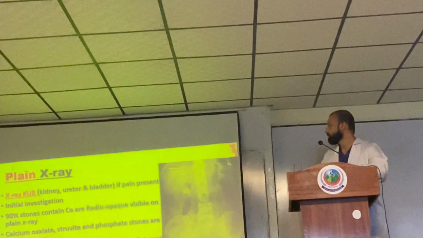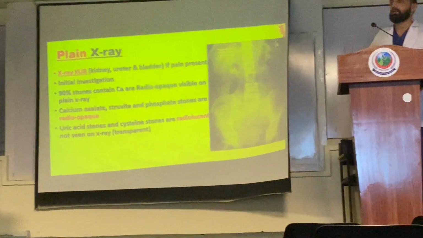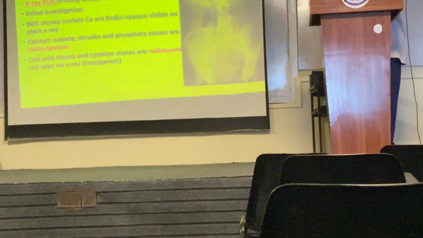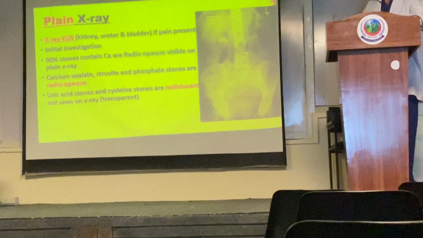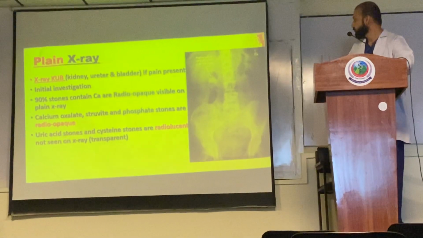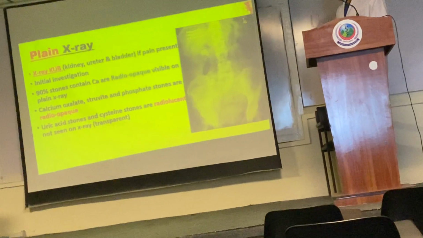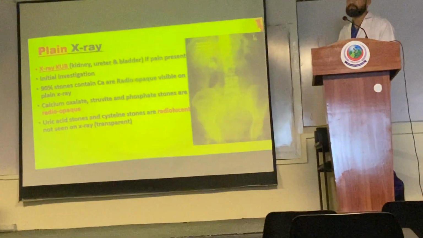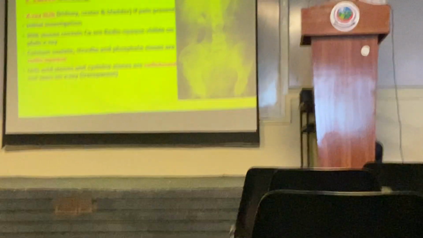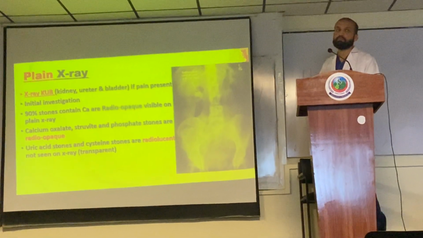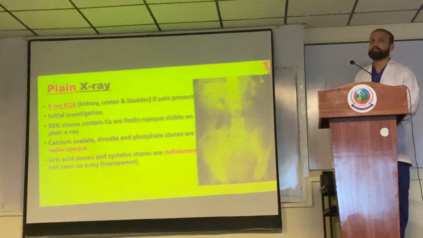This X-ray KUB is showing a radio-opaque shadow on the right side, just lateral to which vertebra? You start counting from below up. Yes, L5, 4, 3, and 2. So what will you say? Between L2 and L3, anterior to the transverse process of L2 and L3, there is a big radio-opaque shadow.